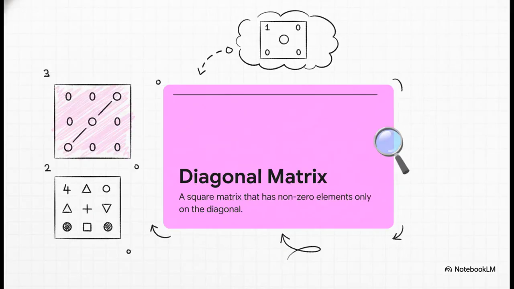Now, a diagonal matrix is kind of like the identity matrix's more chilled out relative. It's also a square matrix, and all the non-diagonal entries are 0. But here's the difference. The numbers on the diagonal can be anything they want, not just ones. So think about it. Every identity matrix is a diagonal matrix, but not every diagonal matrix is an identity matrix.